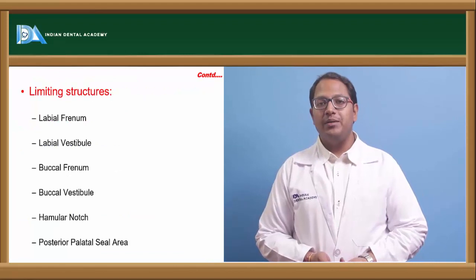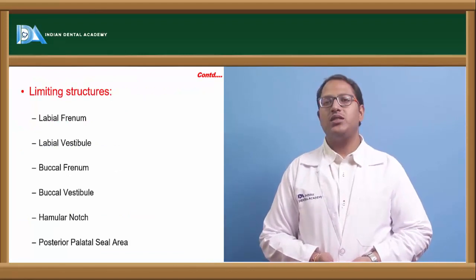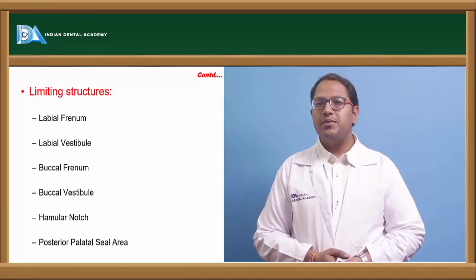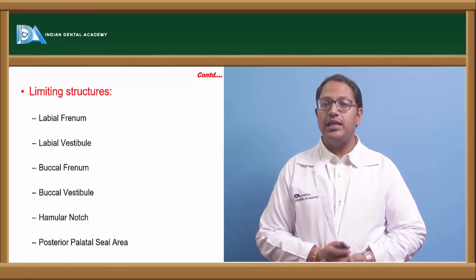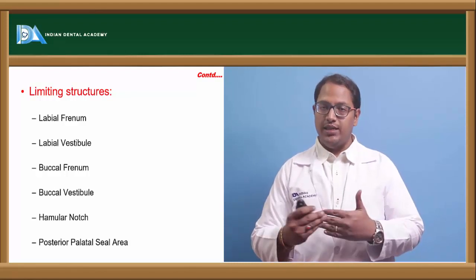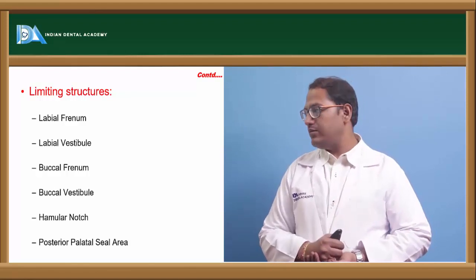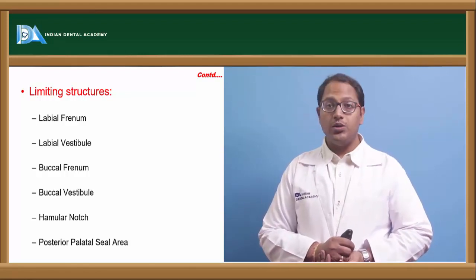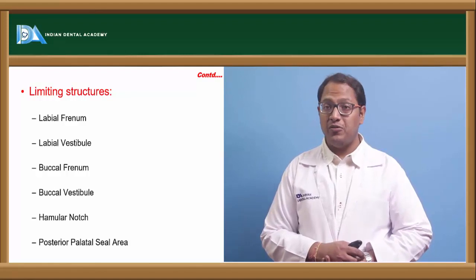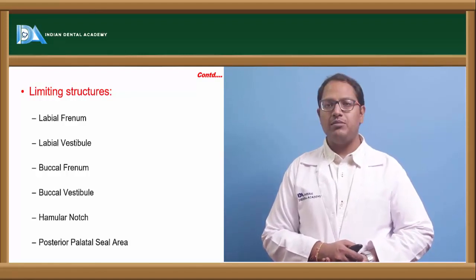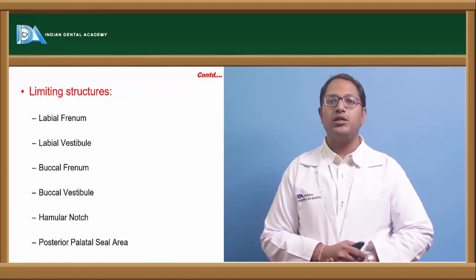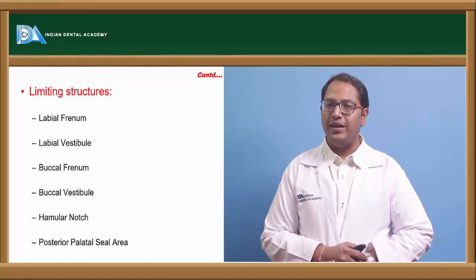Now coming to the limiting structures. What do we understand by limiting structure? The word suggests limiting the denture, the structures up to which our denture is going to limit its extensions. What are those? Labial frenum, labial vestibule, buccal frenum, buccal vestibule, hamular notch, and most important is the posterior palatal seal area.